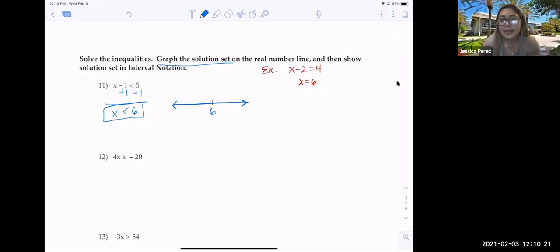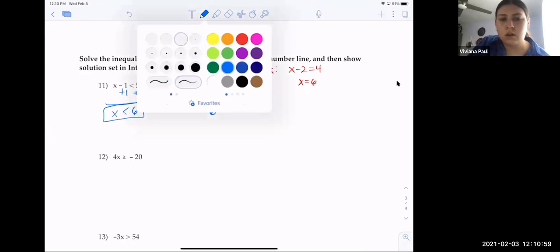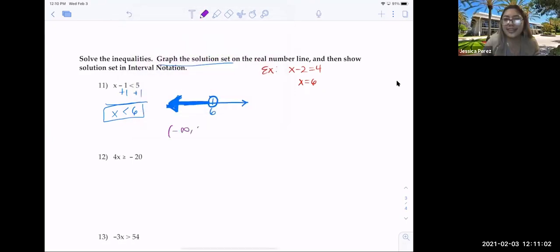What am I going to do with the 6? Am I going to put an open circle or a closed circle? We went over this. It's going to be an open circle, and I'm going to shade to the left and add the arrow. So that is my graphical solution, but I still need to do an interval notation. The interval notation answer is negative infinity up to 6, and they both have parentheses. It's positive 6, sorry. Are we good?